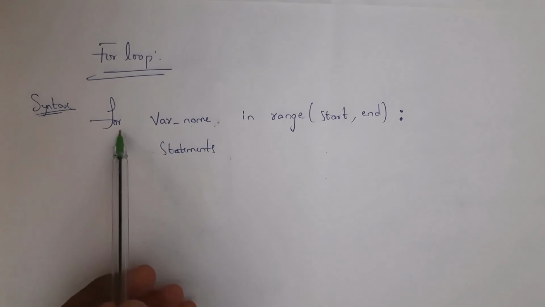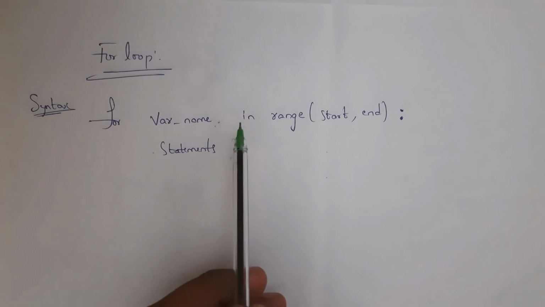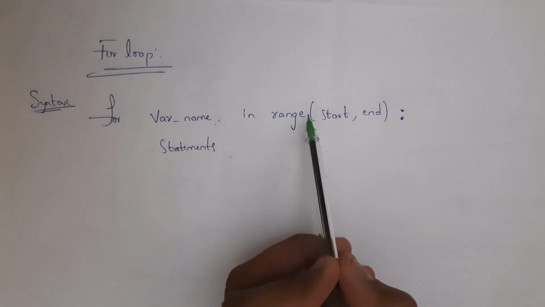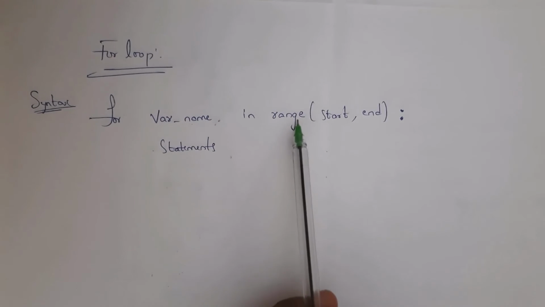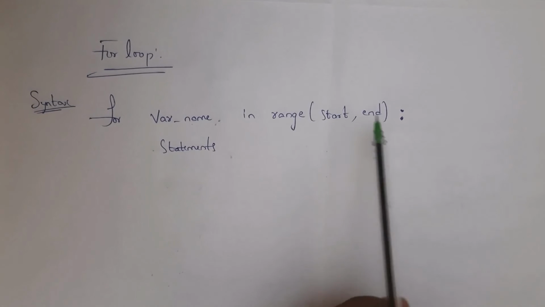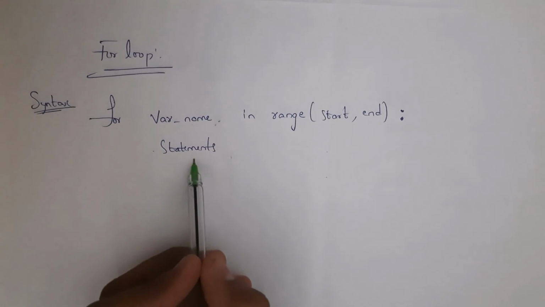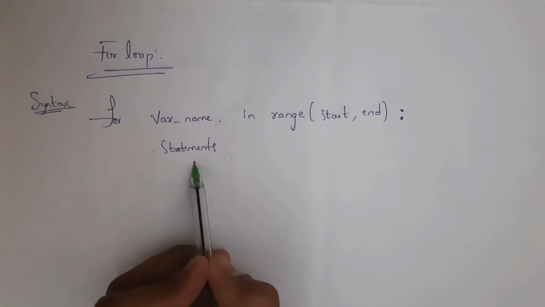At first you need to write for and give a variable name. After that, write in range. This range function is a built-in function, and it contains two parameters. They are start and end. Then give a colon and write statements inside the for loop. I will give an example so that you can clearly understand how this for loop will work.